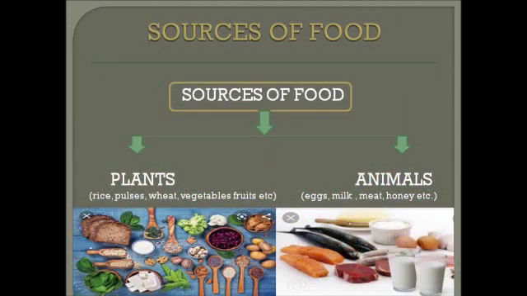Next topic is sources of food. Mainly there are two sources of food, plants and animals. Eatables like rice, pulses, wheat, vegetables, fruits, etc. we get from plants. And eatables like milk, milk products like cheese, curd, cream, etc., meat, honey, etc. we get from animals. So plants and animals are both the sources of our food.